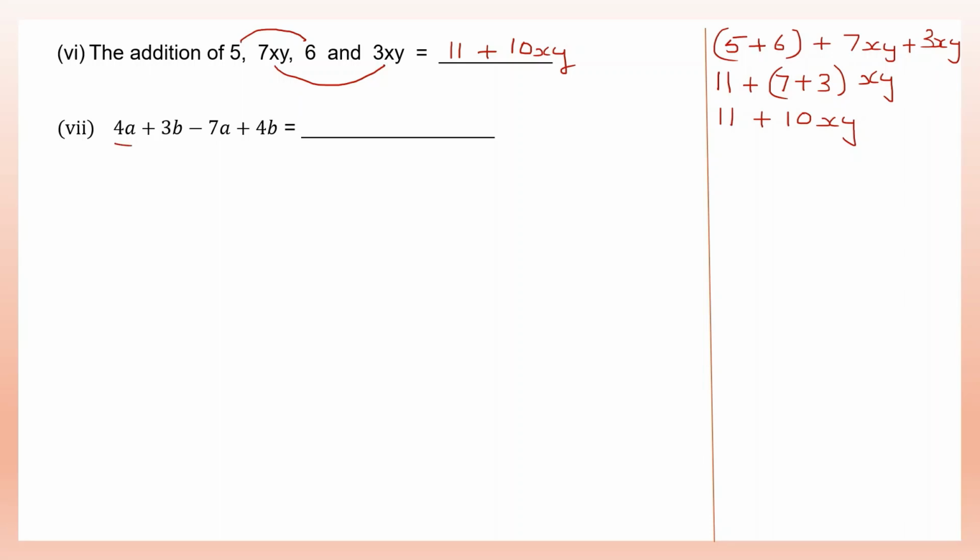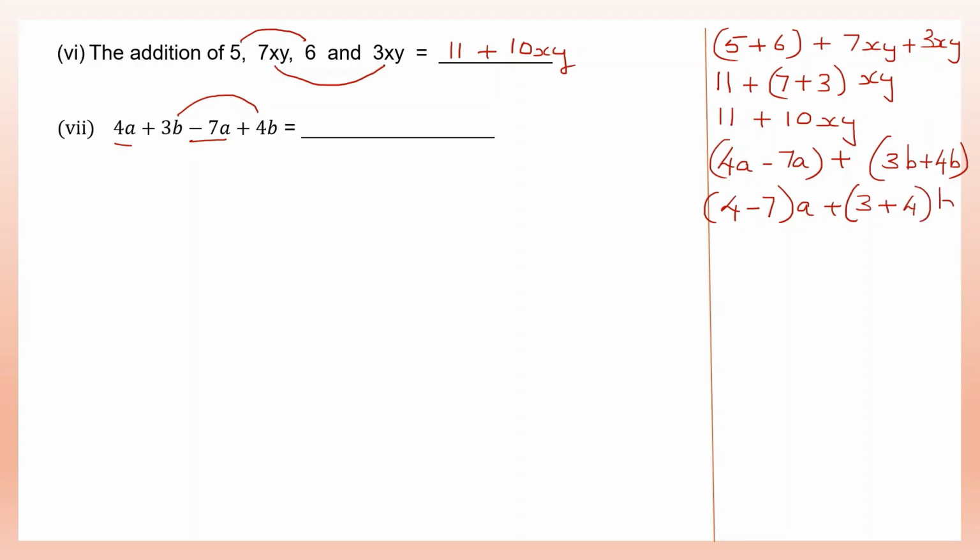Here also we have 4a and minus 7a and 3b and plus 4b. So let's group them together. So I have 4a minus 7a plus 3b plus 4b. So this becomes 4 minus 7, a, plus 3 plus 4, b. Now here, let me put a sign plus and let me work out. Plus 4 minus 7. When signs are different, we put the sign of the bigger number and subtract. 7 minus 4 is 3, minus 3a, and the other side 3 plus 4 is 7.